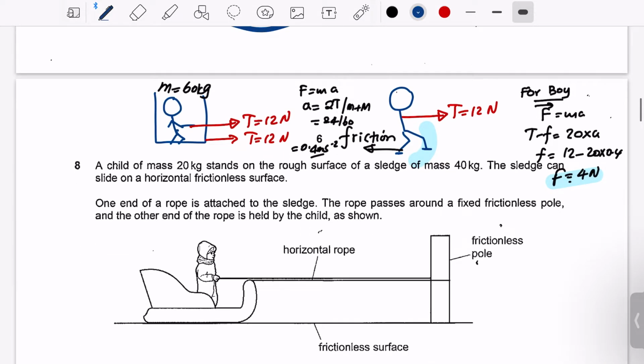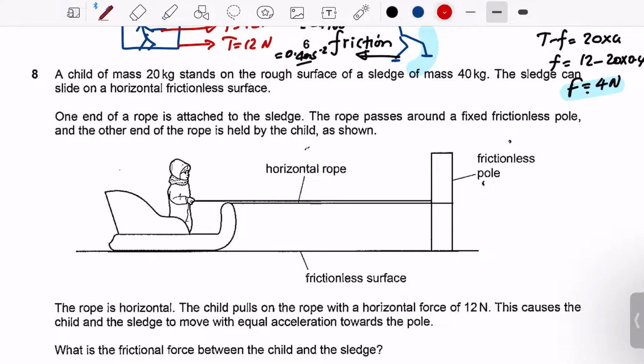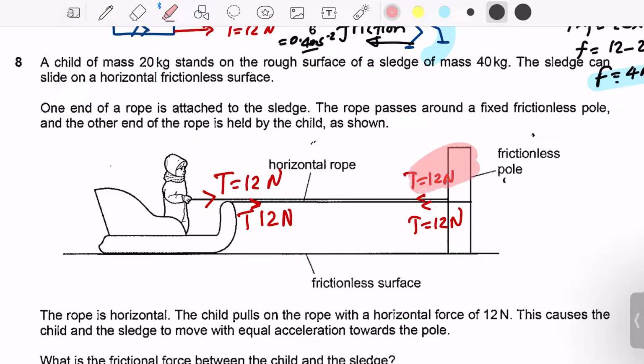Let's focus on question number 8. This is a really good question. What we have to understand first is that there are two key points in this question. When the child is pulling this rope, of course the child feels the force forward, tension, which is 12 Newton, and that tension is the same everywhere because this is the same string, so it acts on the sledge also with 12 Newton tension, and it acts on this pole with 12 Newton tension. But this side we actually don't care. Why? We don't want to know what happens to this pole. We want to know what happens to this child and the sledge.